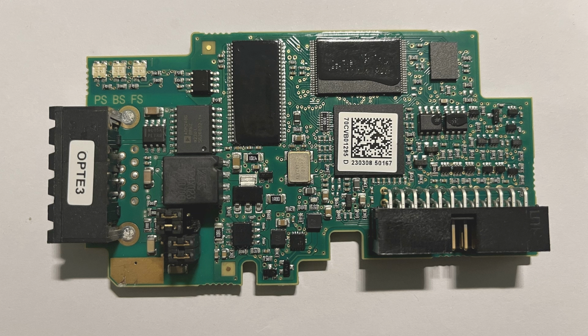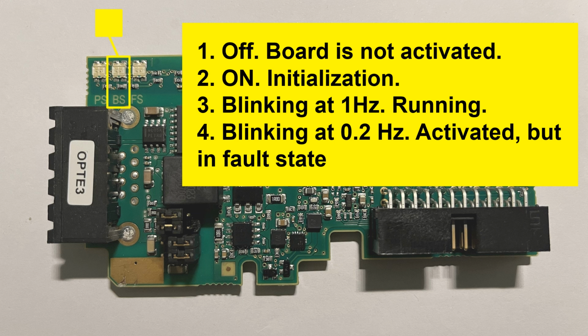Next LED is called BS, it indicates the board status. Color of this LED is yellow. If it is off, then it means that the option board is not activated. If it lights constantly, then it means that the board is in initialization state waiting for an activation command from the VFD. Blinking fast, about 1 Hz, means the option board is activated and running. It is ready for external communication. Blinking slow, once in 5 seconds, means that the board is activated, but it is in fault state.